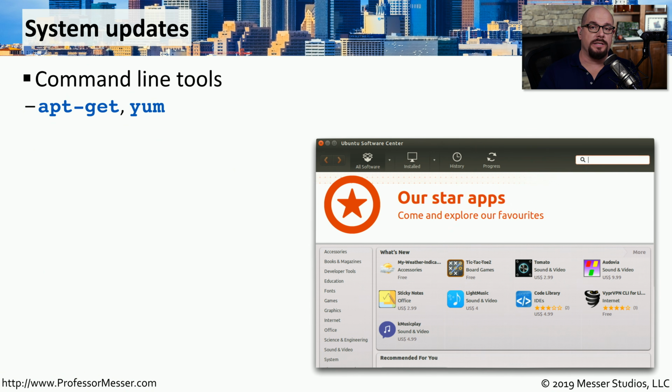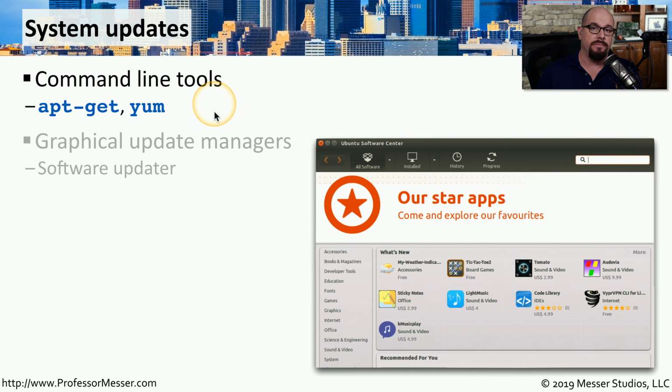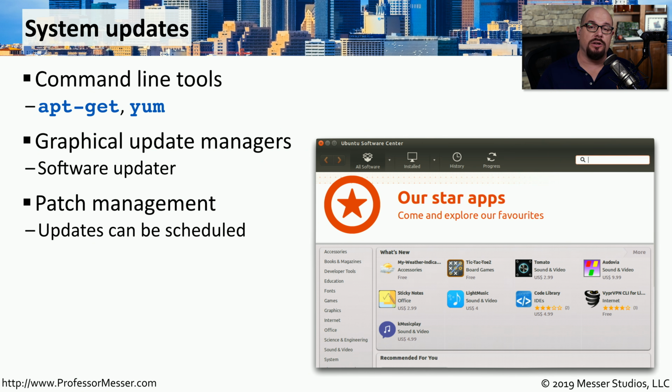As with any operating system, we want to be sure that we have the latest software running for our operating system and our applications. Depending on the Linux distribution you're using, you would use a utility such as apt-get or yum to be able to perform those updates on your system. If you're running Linux with a graphical front end, you can also find a graphical update manager. Very commonly, these are called software updater, which allows you to update the operating system and apps. These updates can also be scheduled.